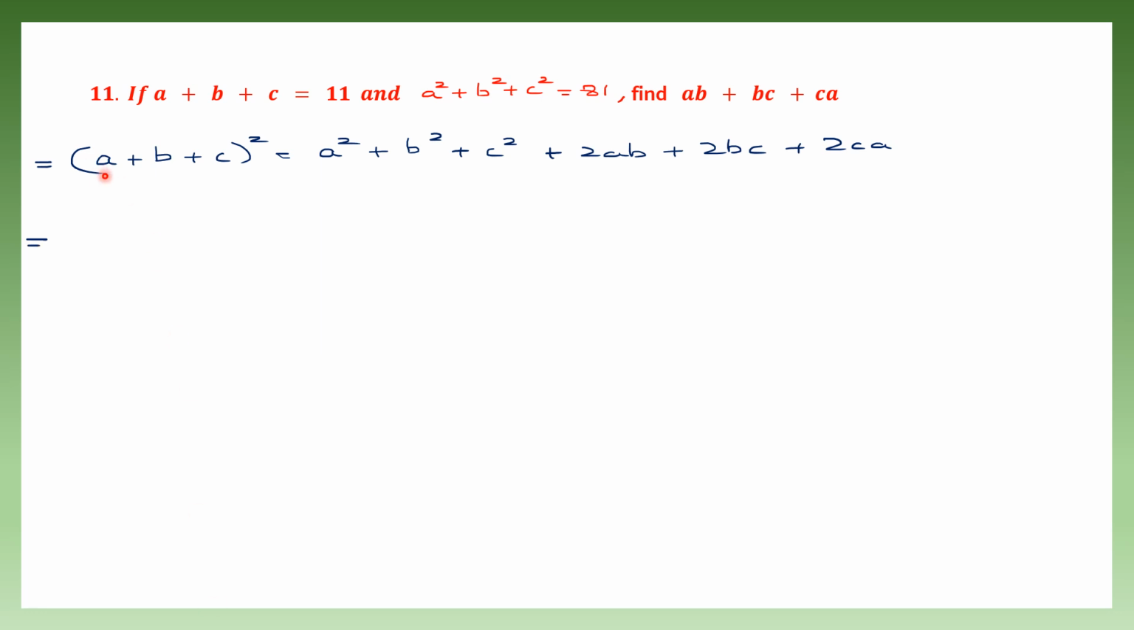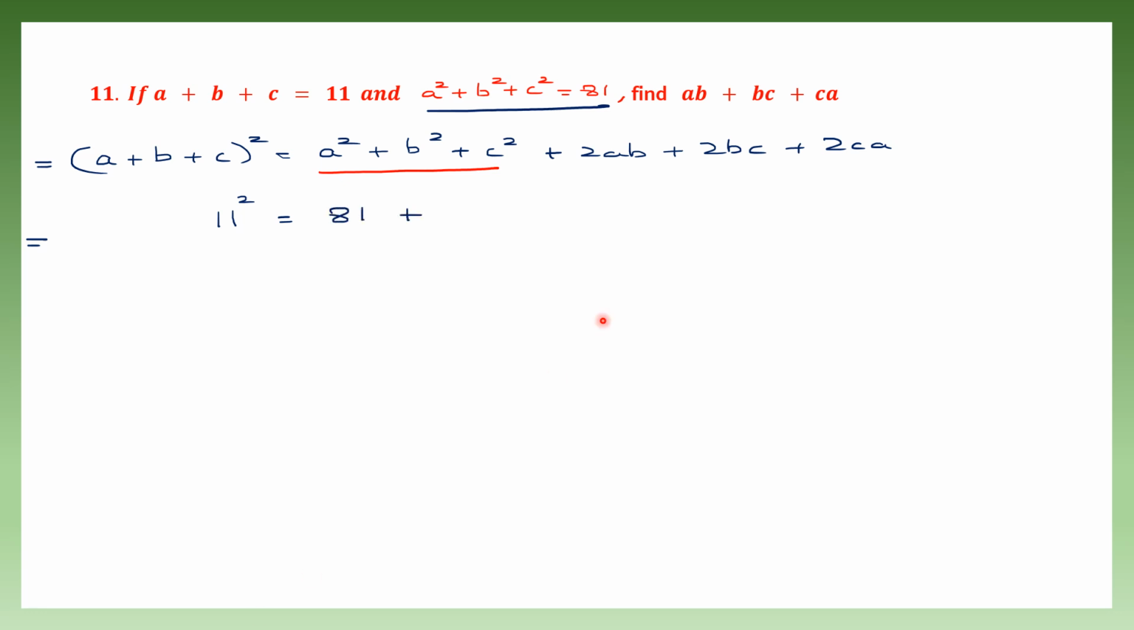Now A plus B plus C is already given to us and that is 11. So if I'm going to square this side, I have to square this side also. So 11 square. And even this we have been given: A square plus B square plus C square is given to us in the question as 81. So we can write 81 plus.